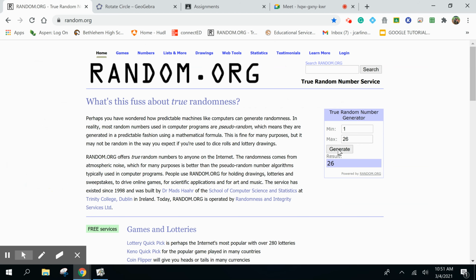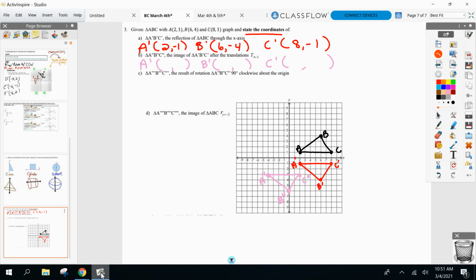When you're ready, let me know what the coordinates are as you write them down here. Lucas, when you're ready. A double prime is -4, -3. Yep. B double prime is 0, -6. C double prime is 2, -3. Okay. There you go. You guys have been on easy street so far. Now we get a little tougher.